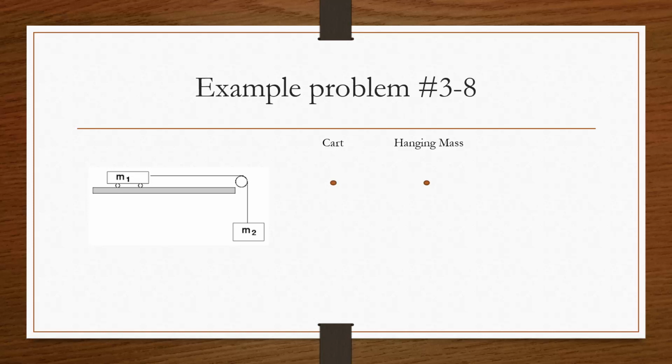So let's draw our two free body diagrams. On my cart, I have the tension in the string pulling me to the right. I have weight and I have normal force. We know the weight and the normal force are the same. I don't know what the tension in the string is. For the hanging mass, I have tension in the string pointing upward and I have weight pointing downward. The only thing I know about the tension in the string is that it's got to be smaller than the weight.